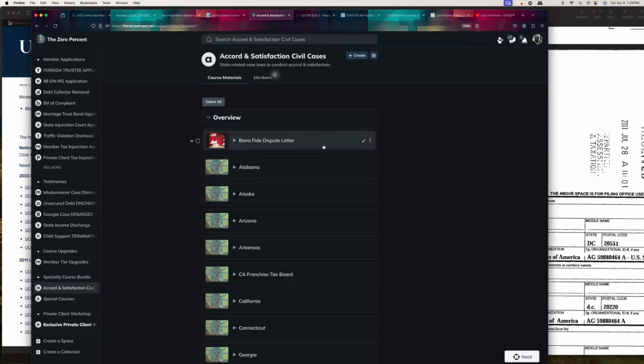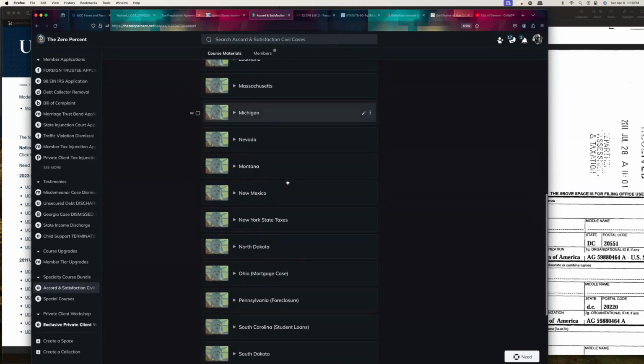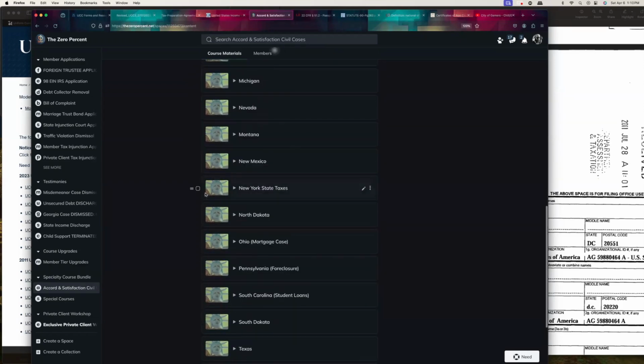So at the top here, you're going to see the actual letter, the bona fide dispute letter, which makes this entire thing work. Start there. You don't have to have your trust done to get this done or started. But I do recommend that while you're doing this process, that you process the elements from freshman to junior while you're doing that. So that way, to get to the end, what we're going to talk about today, it makes sense how to put it all together. And so down below, you're going to find different case laws for various states that help you, if you're in those states, for accord and satisfaction.